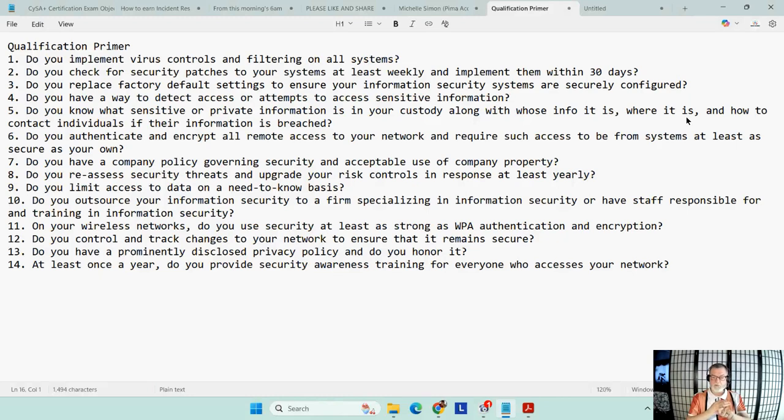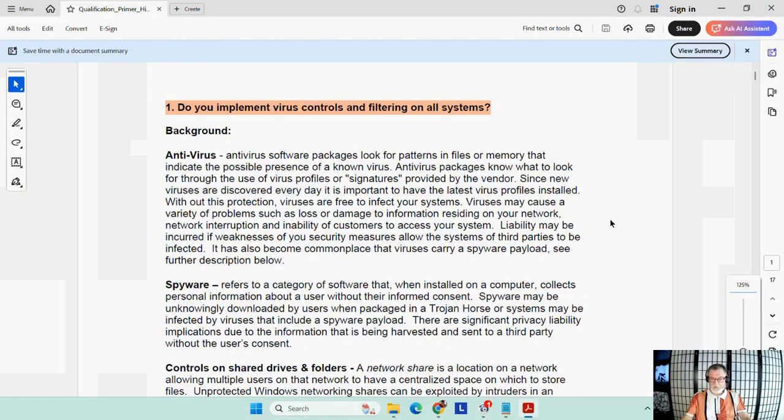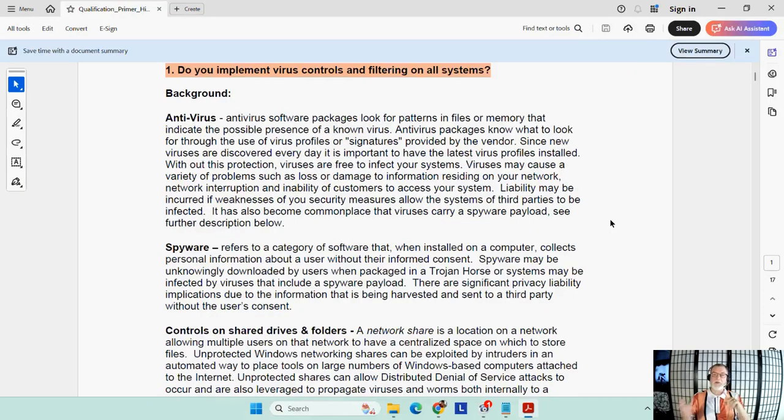On your wireless networks, do you use security at least WPA strength? Do you control or track changes to your network? Do you have a prominently disclosed privacy policy, and do you honor it? And last, at least once a year, do you provide security training for your people? Just something to think about. So let's go to the questionnaire. I'm going to size it up a little bit, but here are those 12 questions, and this questionnaire goes even deeper and literally says, this is why we do it, these are resources that we use, and here are resources you can use to determine if you are doing things to the same level we're describing here.